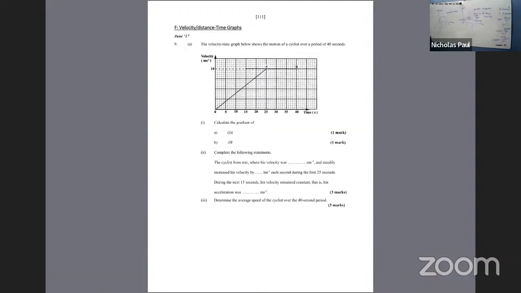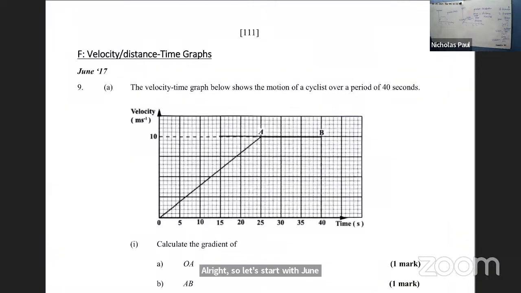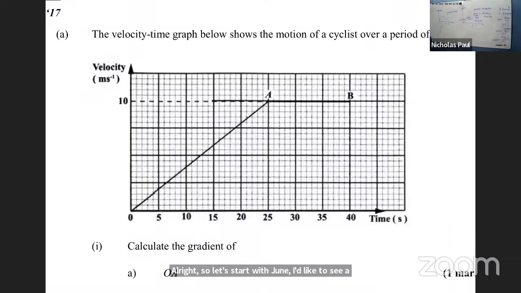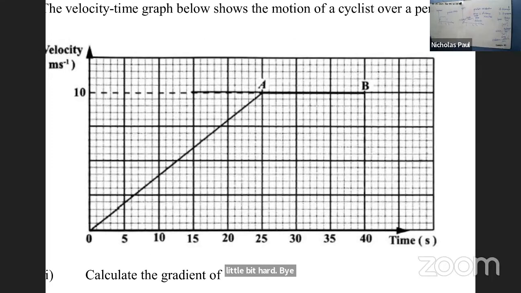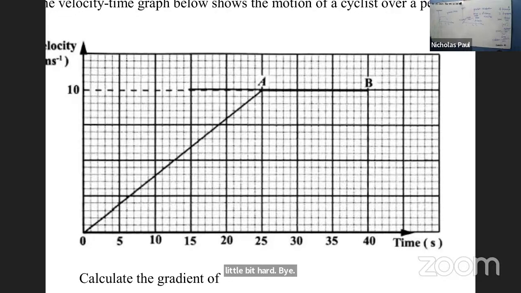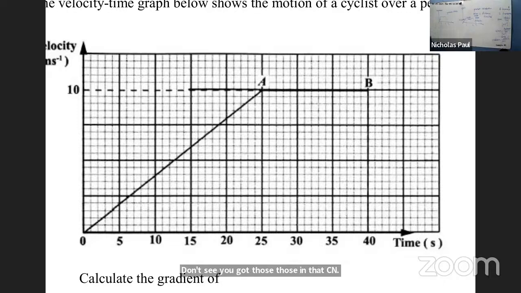All right. So let's start with June 2017, right? I know it'll be a little bit hard, but I'm blowing up the graph there for you, and then we'll read everything off, right? You'll see the graph. Those who are not seeing it and want to send it back, you can go to the handout, go to the topic by topic, and that's the first one we'll be doing on the velocity time graph, in June 2017.